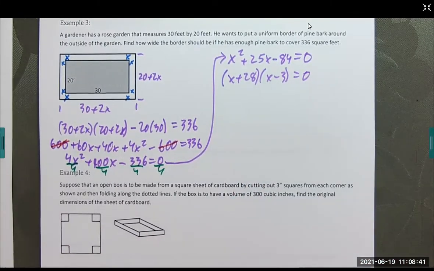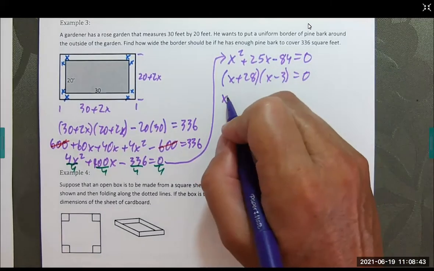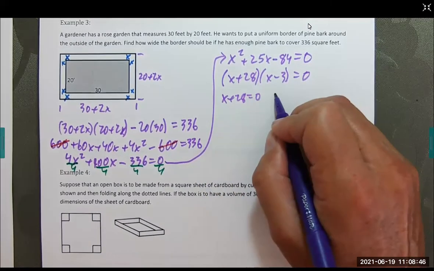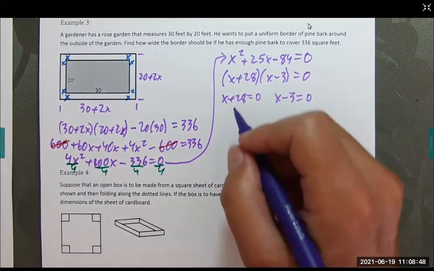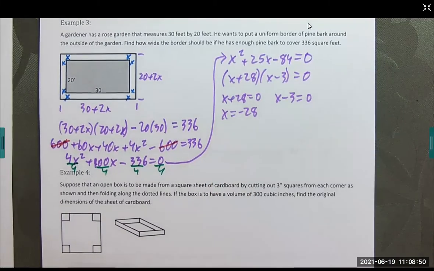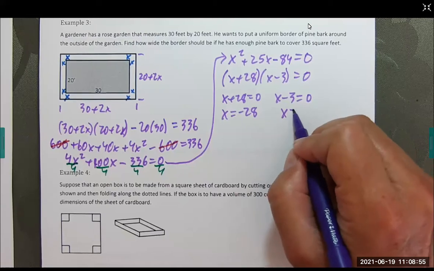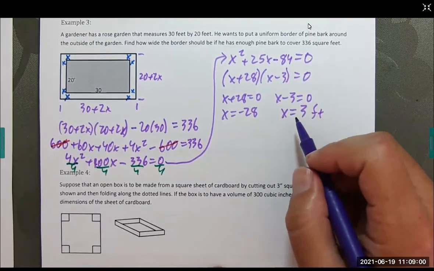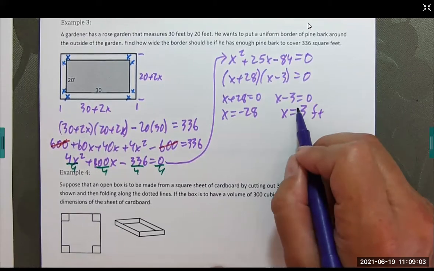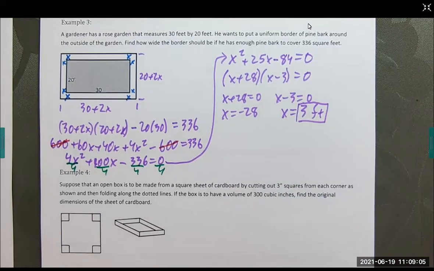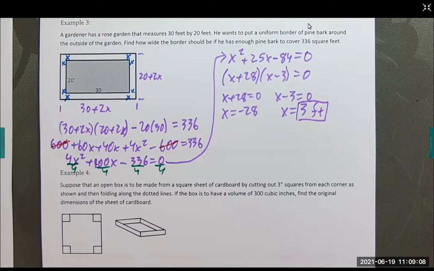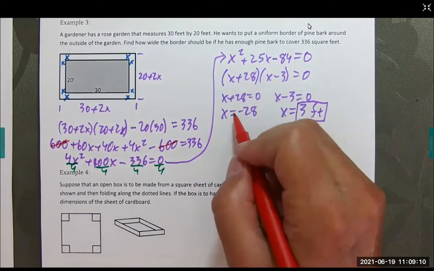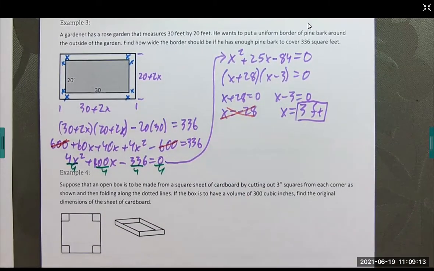That's perfectly valid. So x plus 28 equals 0, x minus 3 equals 0. x equals negative 28. In the context, that doesn't make any sense, negative 28 feet, versus x equals 3 feet. So that is the width of the border that's going to have the pine bark, 3 feet. Cool stuff. Hopefully we understand why we're not going to use negative 28 feet. Example 4.